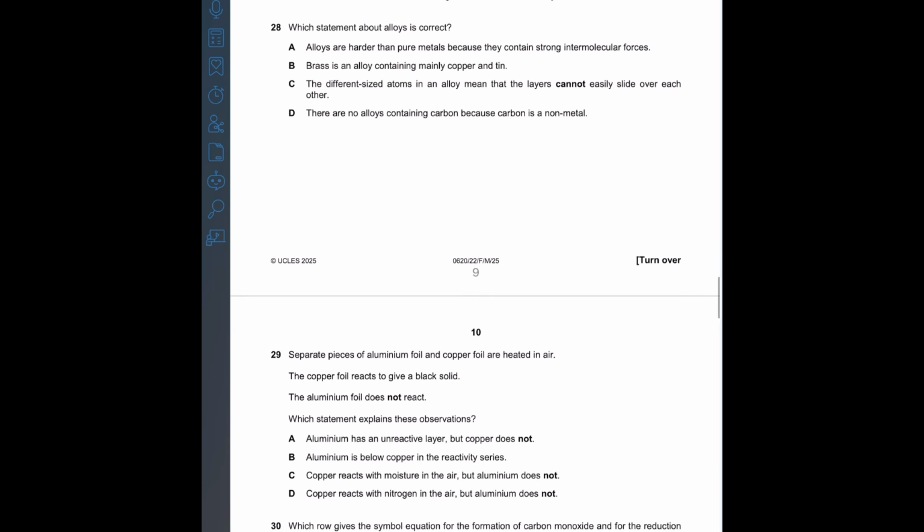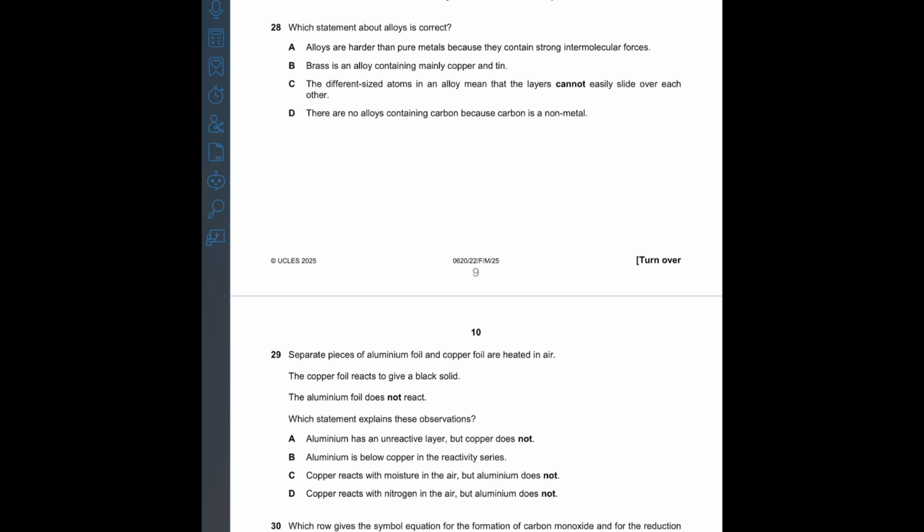Question number 28. Which statement about alloys is correct? Alloys are harder than pure metals because they contain strong intermolecular forces. No, that's not the reason. Brass is an alloy containing mainly copper and tin. Okay, but that does not explain it, and this is wrong.